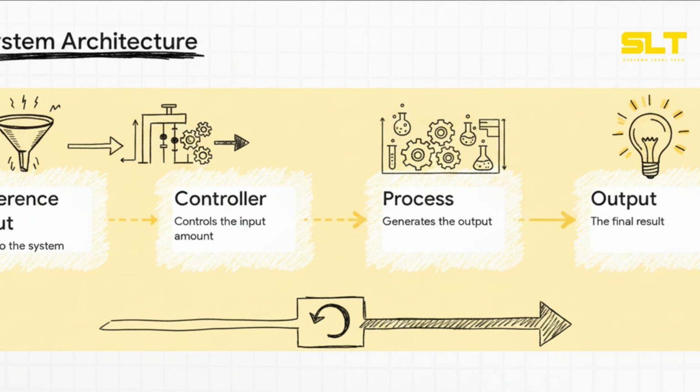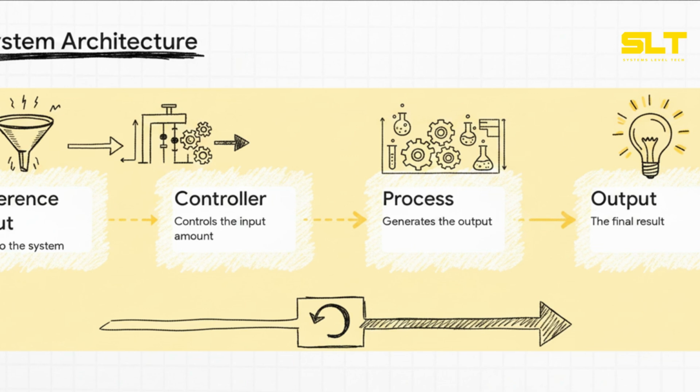Now the system takes this input, but it doesn't just blindly throw it at the problem. Internally, the control system is split into two distinct sections. First up, we have step 2, the controller section. Think of the controller as the gatekeeper. It actually regulates the specific amount of input required to make the system function. Once that input is controlled and dialed in, it moves right along to step 3, the process section.